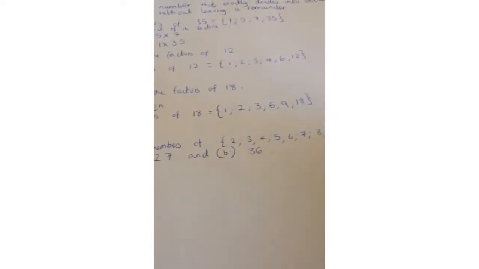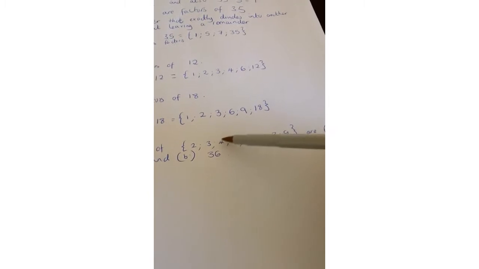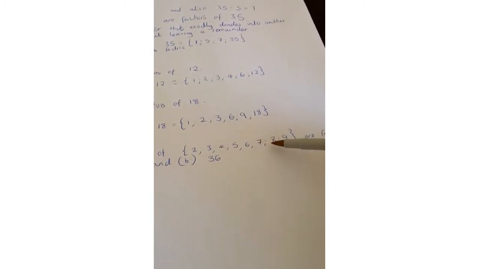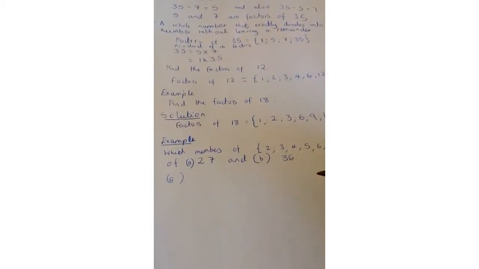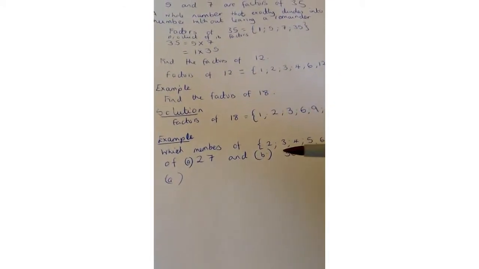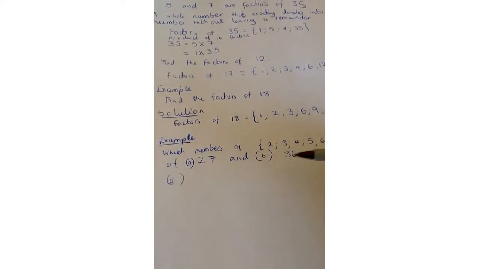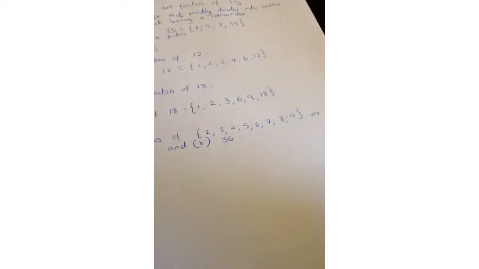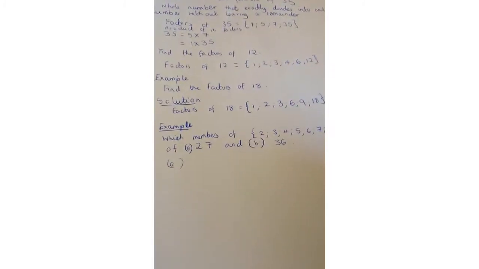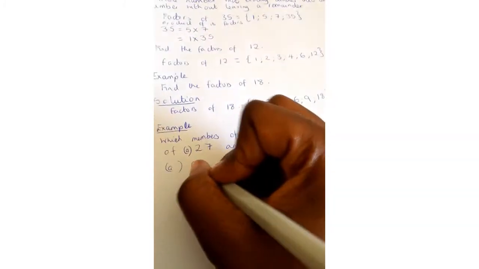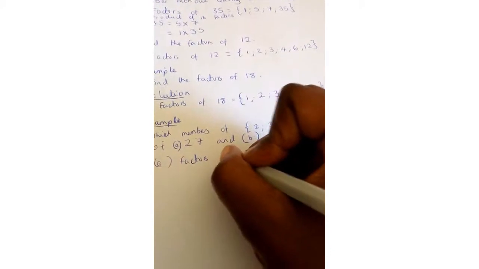Let us solve a different example. Which members of the set 2, 3, 4, 5, 6, 7, 8, and 9 are factors of 27 and 36? We'll solve A together, then you solve B on your own. Which members of this set are factors of 27?